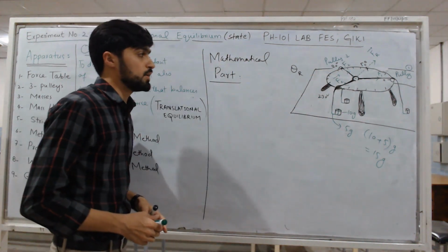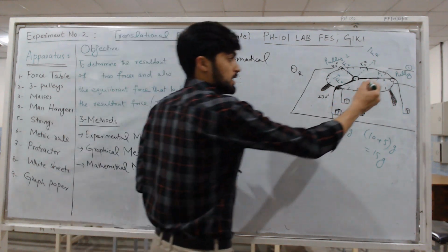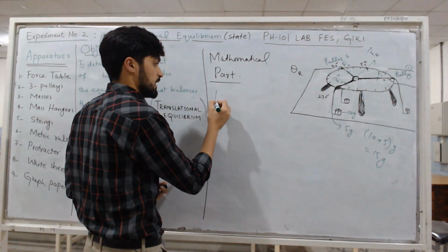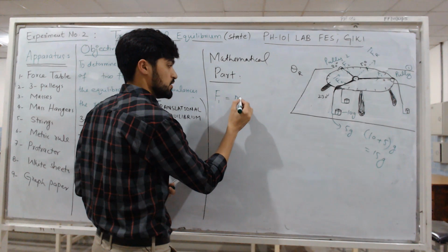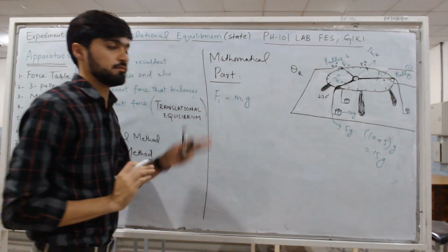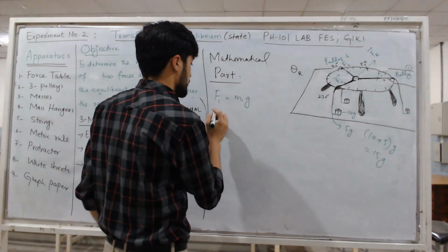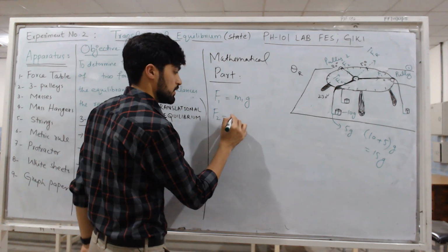So what is the mathematical part? There is gravitational force. I can say that F1 is equal to m1g. This is the first force. And for the second force, F2 is equal to m2g.